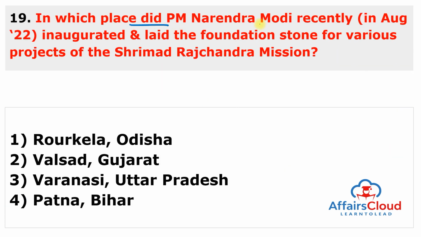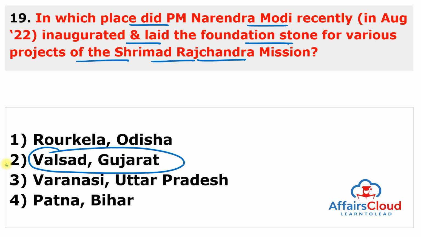In which place did Prime Minister Narendra Modi recently inaugurate and lay the foundation stone of various projects of the Shrimad Raj Chandra mission? It is in Valsad in Gujarat, so the answer of this question is second. Prime Minister Narendra Modi inaugurated and laid the foundation stone for the various projects of the Shrimad Raj Chandra mission in Dharampur in Valsad district in Gujarat. It was launched through video conferencing, and remember, the Chief Minister of Gujarat participated in the ceremony, and currently the Chief Minister is Bhupendra Bhai Patel ji.